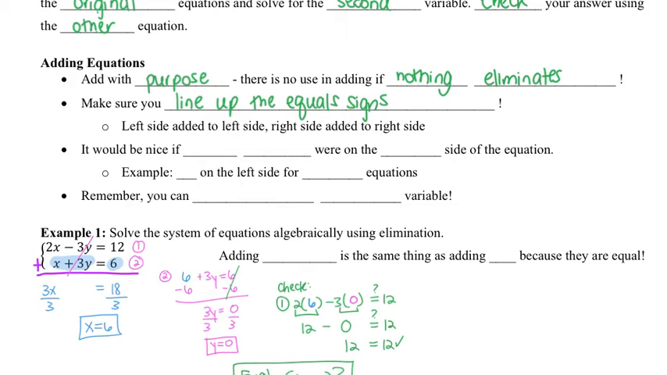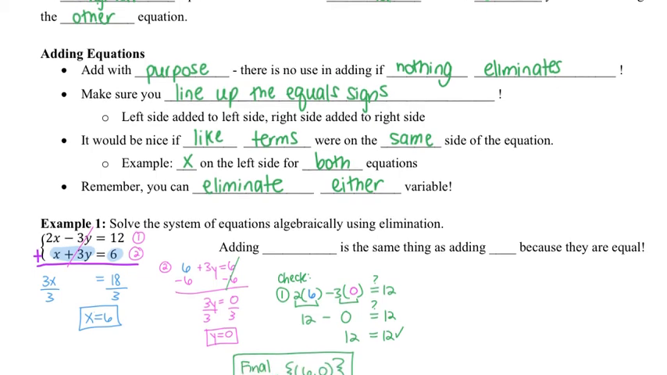And then it would be nice if like terms were on the same side of the equation, like I was just talking about. So for example, x on the left side for both equations. And if that's not true, we need to rewrite it. And then remember, you can eliminate either variable. In the first example we did, we eliminated y, but you can actually eliminate x too. In this one, it was set up nicely to eliminate y, so there's no use in redoing anything to make x eliminate, but you could have eliminated x as well.